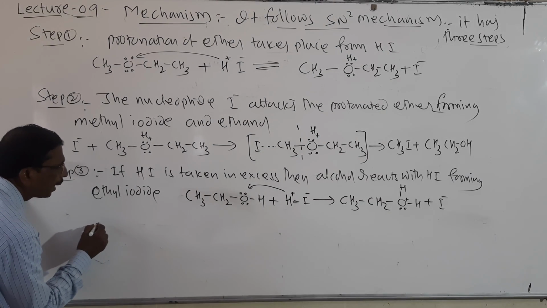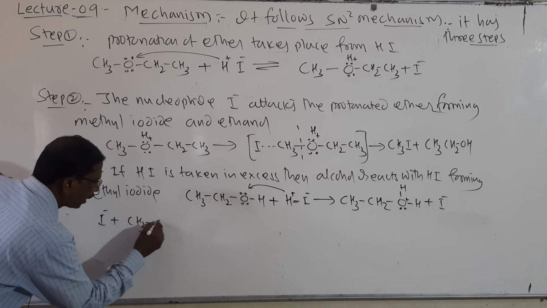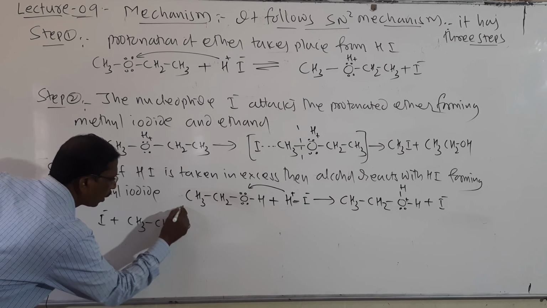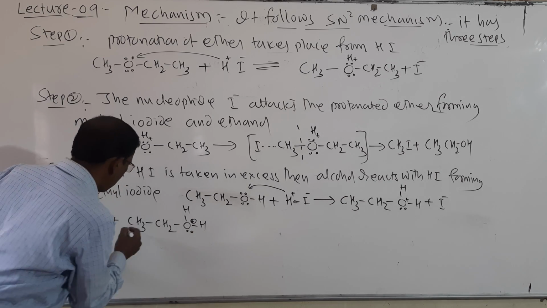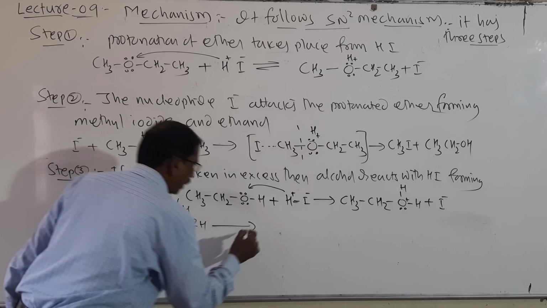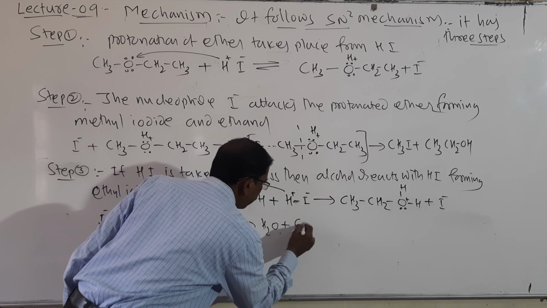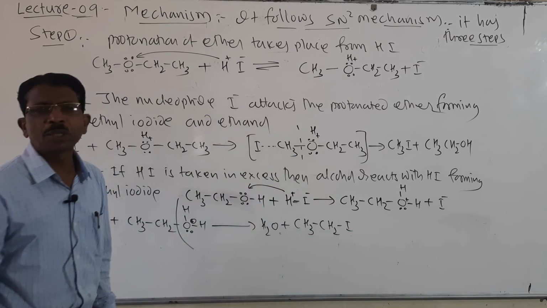by this I minus. So I minus, CH3, CH2OH2 plus, and here it is protonated alcohol. When this I attacks here, the water is removed, and then it forms CH3, CH2I. Look here student, it is the mechanism.